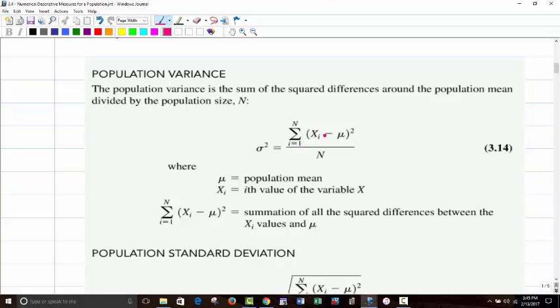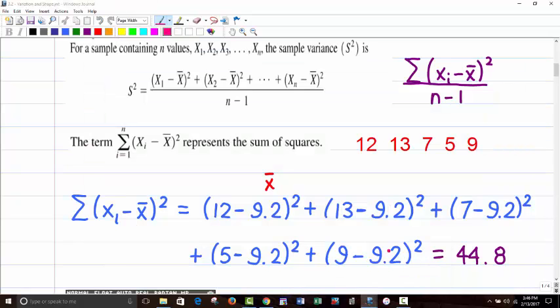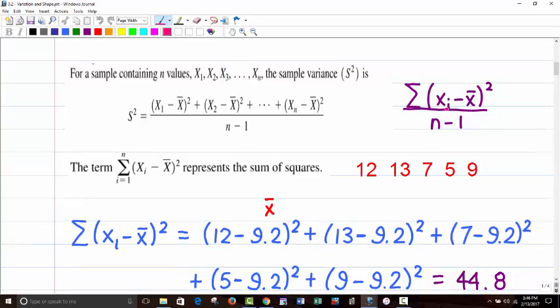So the xi minus mu all squared, that's the same thing as doing the xi minus x bar squared. So the calculation, whether it's sample or population, it's just the symbols that are different. Here it has x bar for sample mean, but the numerator is exactly the same.